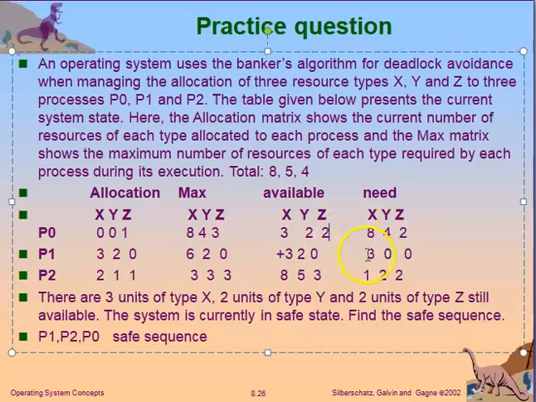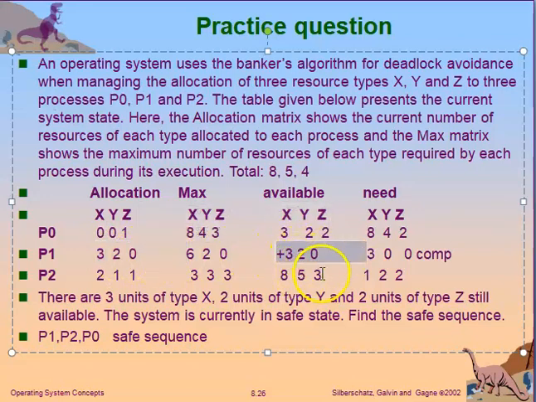Then we go to process P1. It requires 3 instances of X. We have 3. Then for the other 2, it doesn't require anything. That means we can complete this process. So we will mark this process as completed. And whatever allocation was done to it, that is 3 to 0, we will add that to the available.